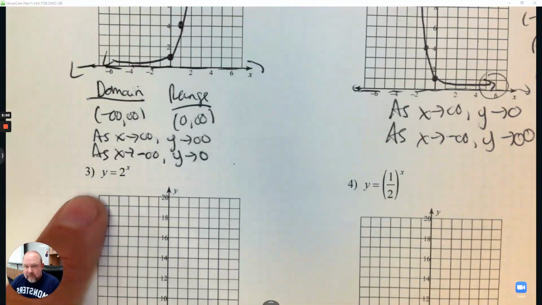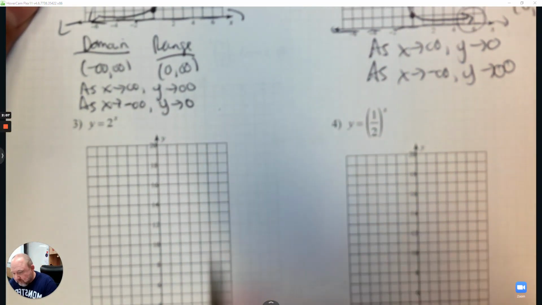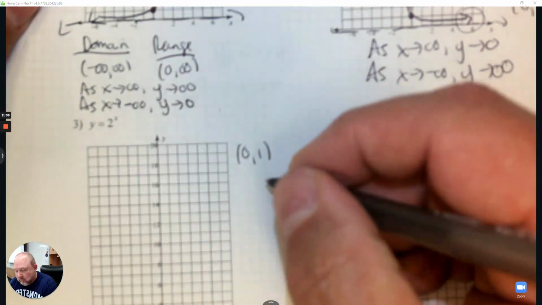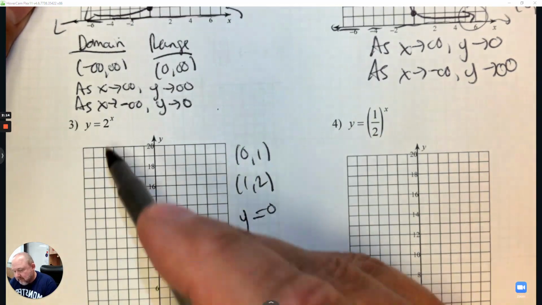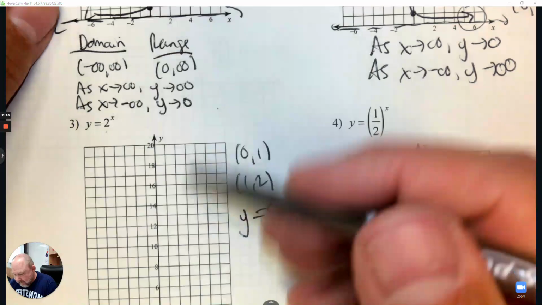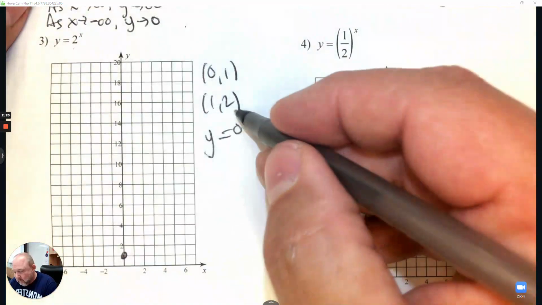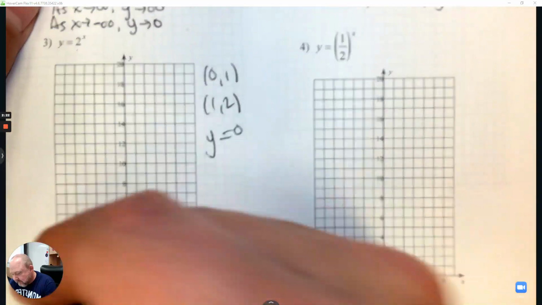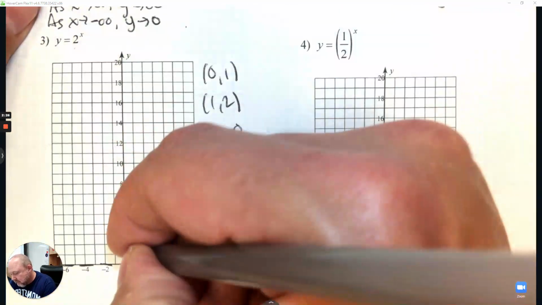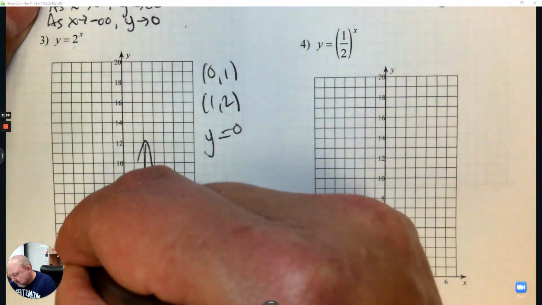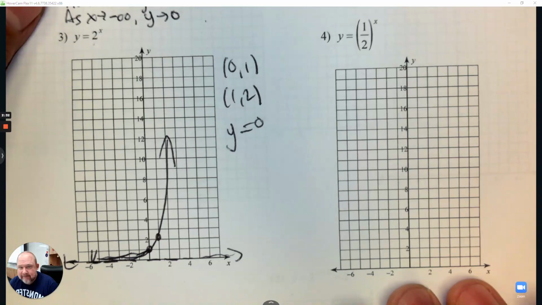All right, try number 3, and then watch the video for support. So the first point, as always, is going to be 0, 1. And the second point is going to be 1, 2, because that's the base. And then we're going to graph it. So 0, 1, 1, 2, and the asymptote at 0. So we're going to curve this. So we have one curve that's rising left to right.